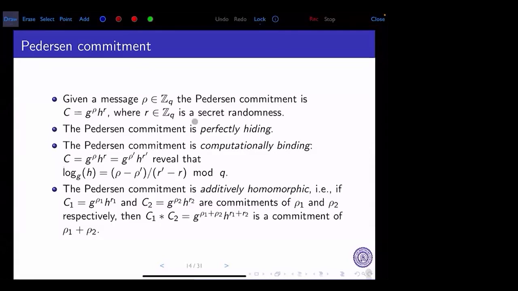And the commitment does not give any information about the message, right? And the Pedersen commitment is also additively homomorphic, which is to say that if C1 is a commitment for rho 1 and C2 is a commitment for rho 2, then C1 star C2 is a commitment for rho 1 plus rho 2. This is something that we will use later. I'll give illustrations of this. It is not terribly important that you understand it completely, but you have to understand the notion of what a commitment is. A commitment is computed this way, and a commitment once made cannot be changed. That's the take-home lesson. That's the very minimum that you need to understand.